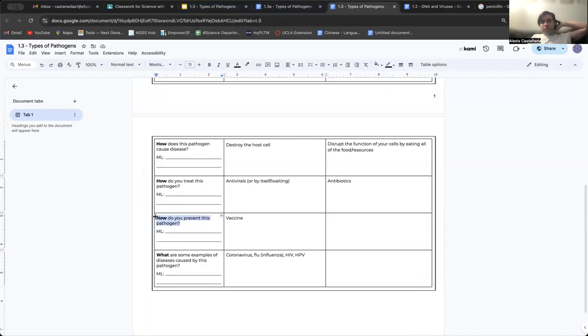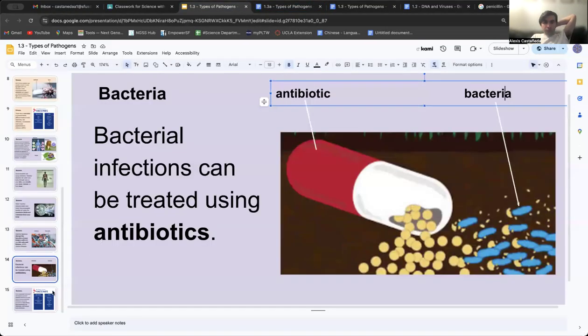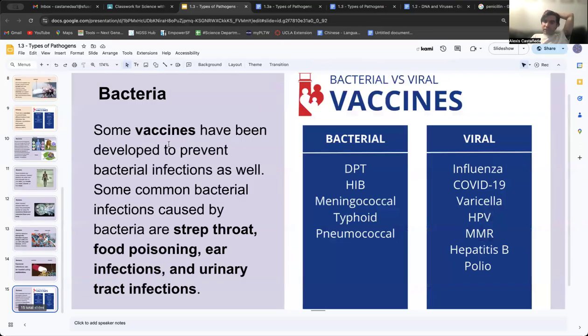How do we prevent them? So is there a way to prevent us from getting sick in the first place? Well, let's see. So it turns out there are actually also vaccines for bacteria.